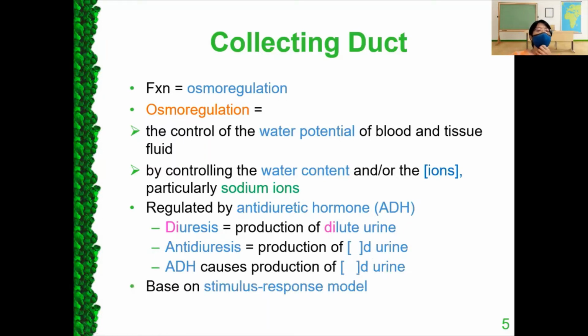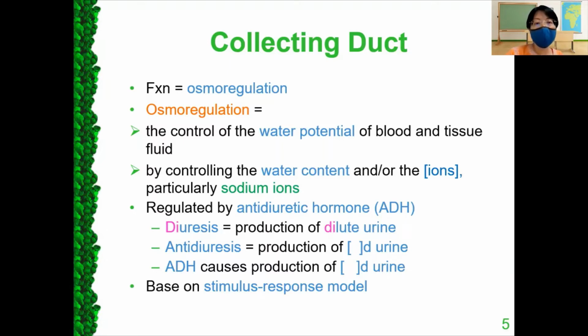So let's study the osmoregulation by ADH. It is based on the stimulus response model because you know that hormone is a signal molecule that's involved in the transmission in the entire stimulus response model. It's part of the stimulus response model which is used for homeostasis. So the homeostasis here is osmoregulation, regulating water potential of the body.